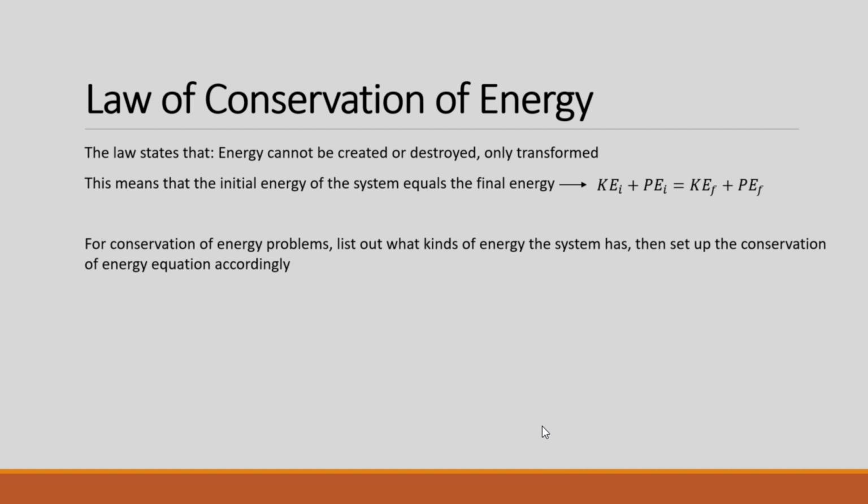So now we can talk about the law of conservation of energy. This law says that energy cannot be created or destroyed, only transformed. In more practical terms, it means that for problems related to energy, you can set the initial energy of the system equal to the final energy of the system. So the initial kinetic energy plus the initial potential energy equals the final kinetic energy plus the final potential energy.